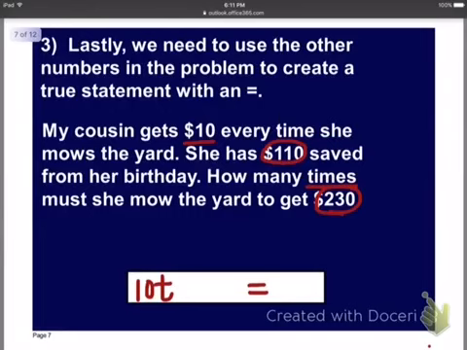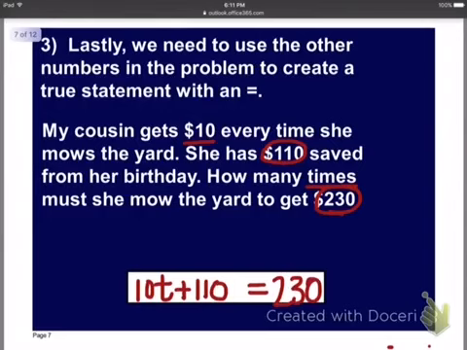So what we've got to decide is where the 110 and the 230 go. It says that she has $110 saved from her birthday. The reason that we're going to add that over here is because that is money that she has already saved. And when she adds that to the number of times that she mows at $10 a pop, those two things combined are going to help get her to the total of $230.